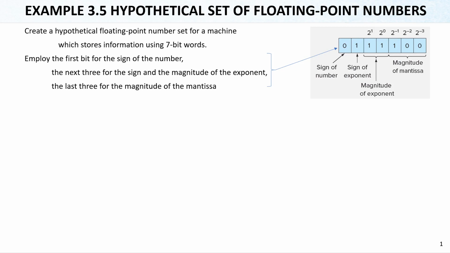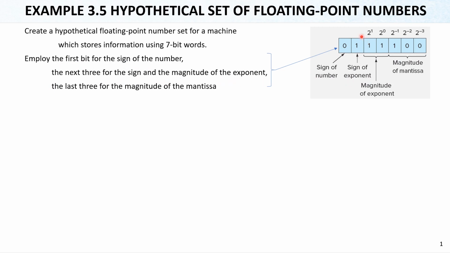In this slide, we will show an example for floating point numbers, and we want to create a hypothetical floating point number set for a machine which stores the information using 7-bit words. So this word has 7 bits, as you can see, as an example, and we want to use the first bit as the sign of the number.